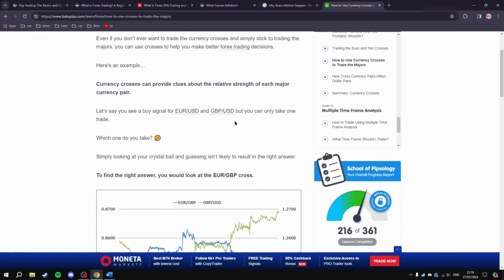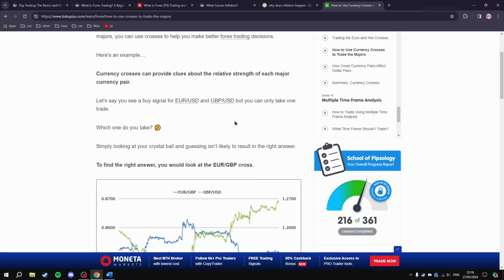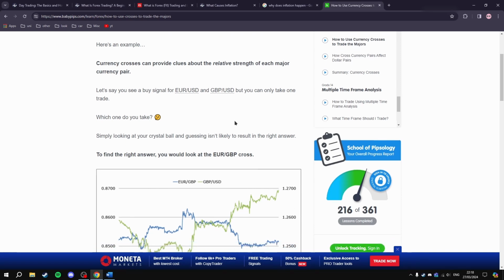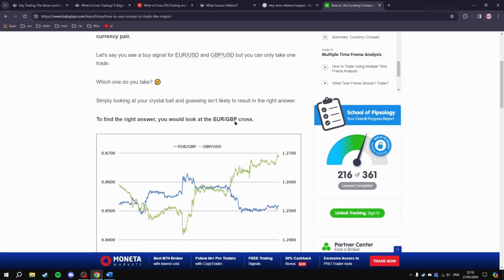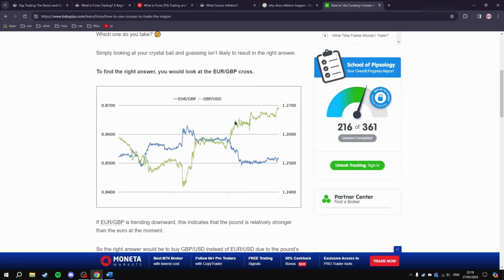Let's say you see a buy signal for EUR/USD and GBP/USD, but you can only take one trade. Which one do you take? Simply looking at your crystal ball and guessing isn't likely to result in the right answer. To find the right answer, you look at the EUR/GBP cross. So EUR/GBP and the GBP/USD. GBP/USD is the green one, EUR/GBP is the blue one.